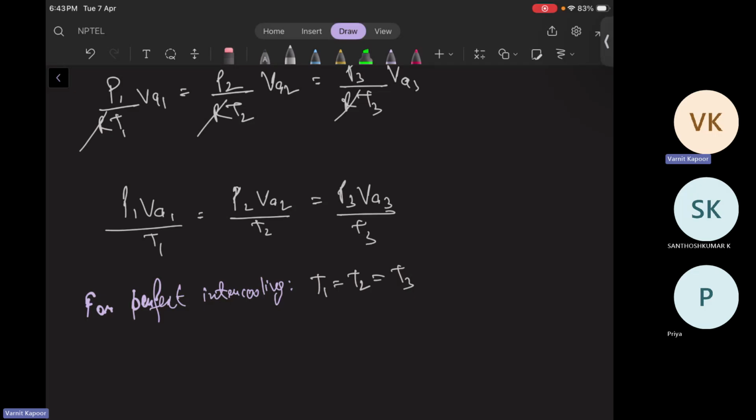Okay, so how will it be shown? This is my first stage compression, then second stage compression, then third stage compression. Let us say it is from 1 to 1 dash, from 2 to 2 dash, from 3 to 3 dash. All these are at equal temperatures T1, T2, and T3 on a temperature-entropy plot.